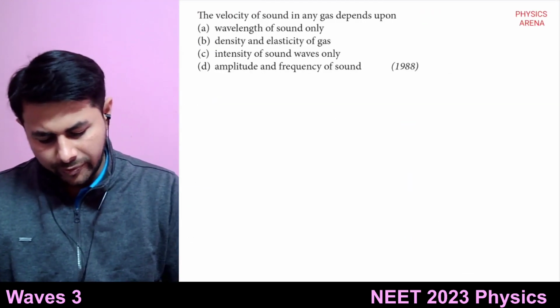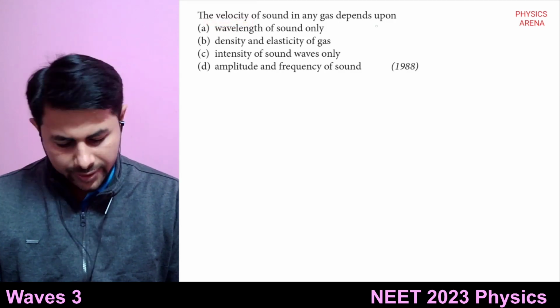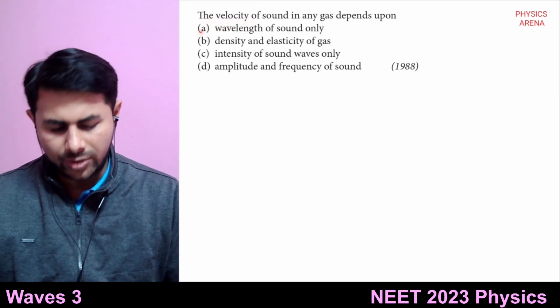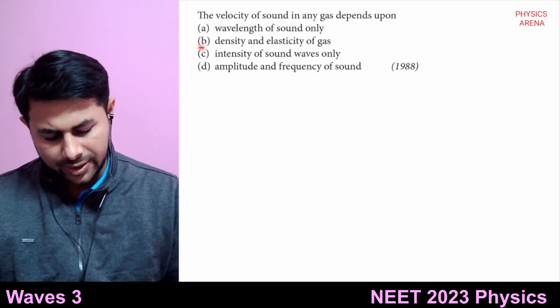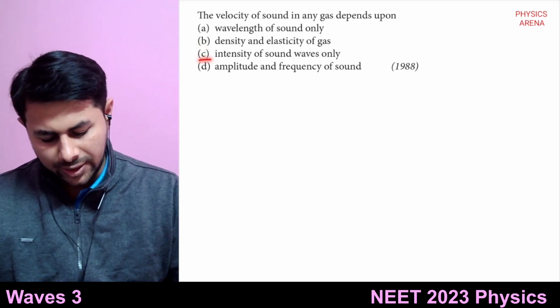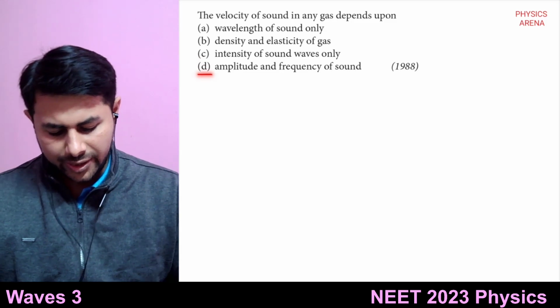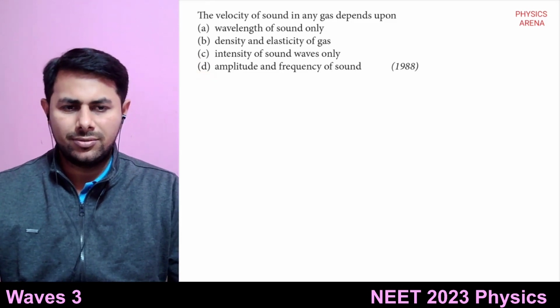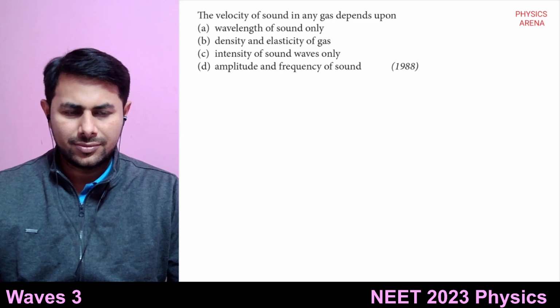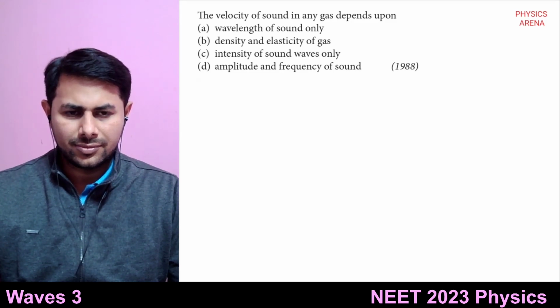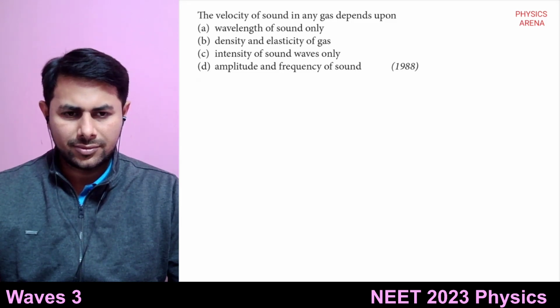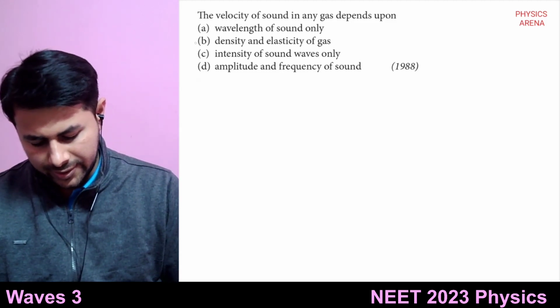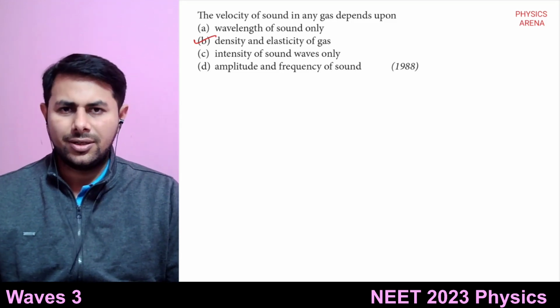First problem: the velocity of sound in any gas depends upon option A, wavelength of the sound only; option B, density and elasticity of gas; option C, intensity of sound only; option D, the amplitude and frequency of sound. Tell me. Option B, right. It's density and elasticity of the gas.